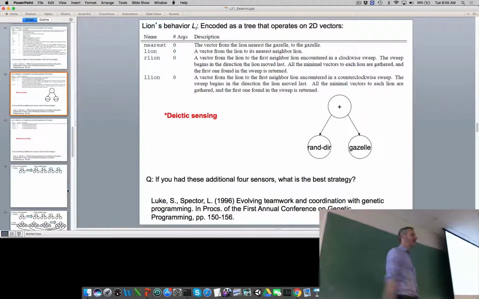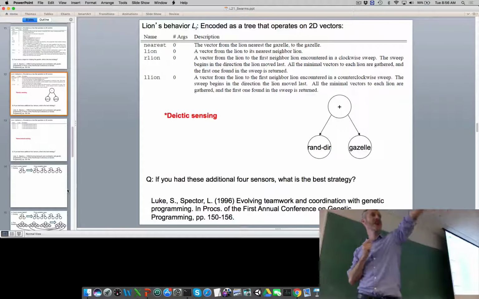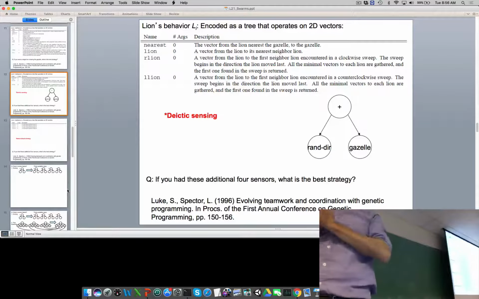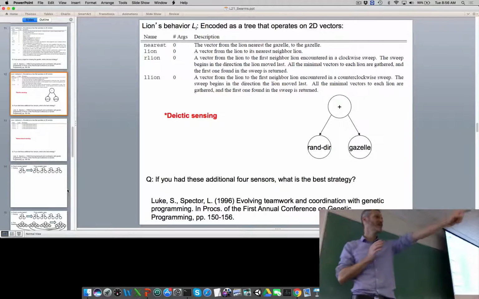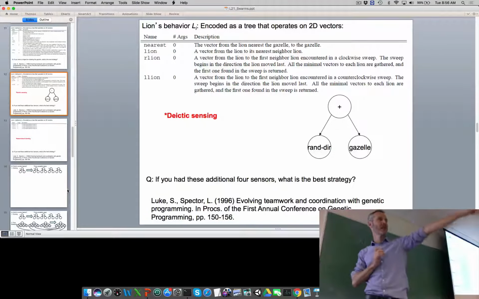So let's imagine the gazelle's at the back of the room. I'm a lion, but one of my fellow lions is up front and is closer to the gazelle than I am. I execute a tree that contains just one node, nearest, which is the vector that connects that nearest lion to the gazelle. I'm going to move along that vector. Maybe not the best thing to do, but I can sense the vector that connects another member of the pride to the gazelle.